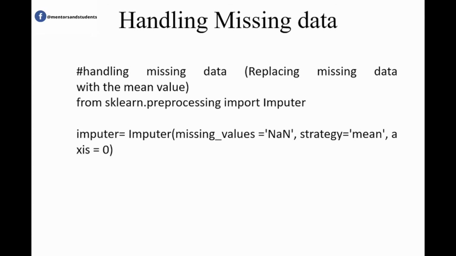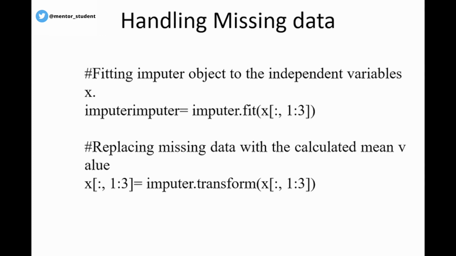So for this command we have to handle all the missing values or all the NaN values in your data set. It's again a very important object that is called imputer. That means fitting the imputer object to the independent variables. For this, we can simply write imputer. Here imputer is an object of Imputer.